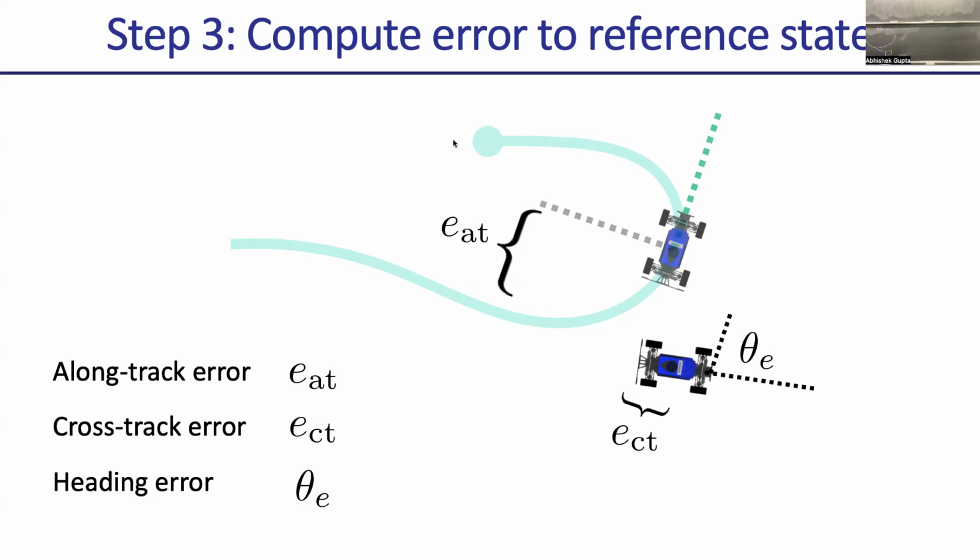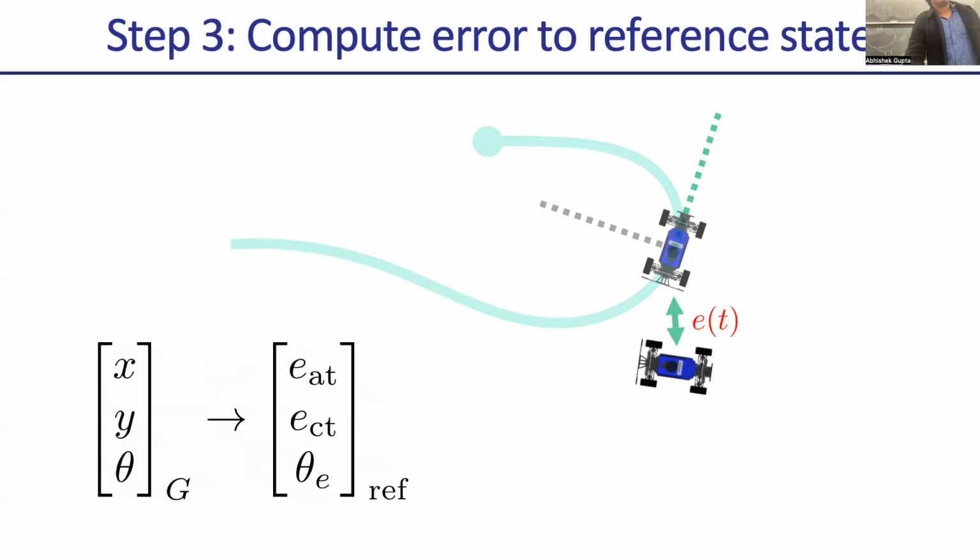Right? Okay, so you compute the error by subtracting. You compute the error by taking your current x, y, theta, and you really want to subtract out the reference point so that you get the along track error, the cross track error, and the heading, right? And we're going to try and figure out how to compute these things.